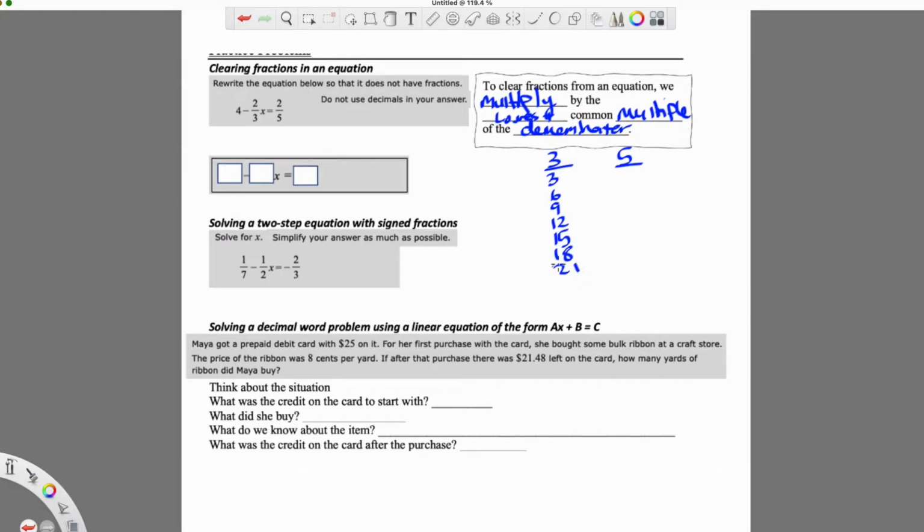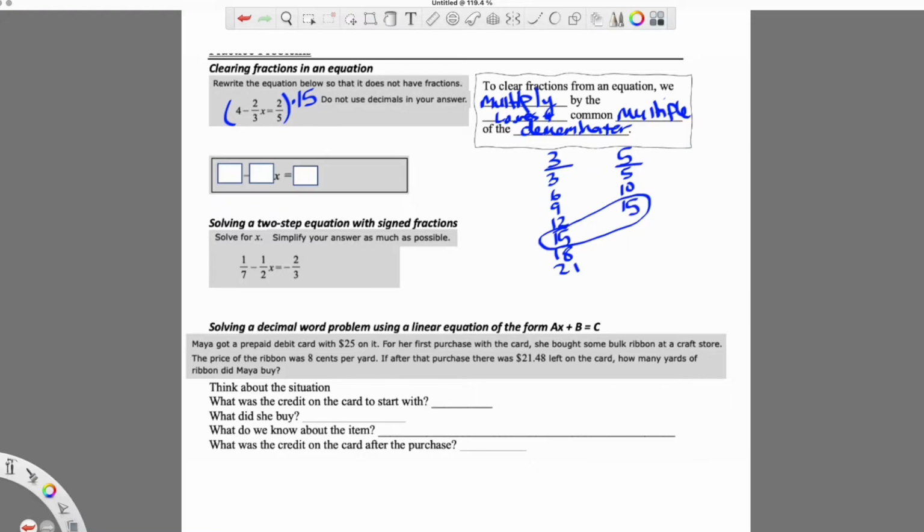For 5, we have 5, 10, 15. Oh, I have a match. As soon as I have a match, I can stop. I don't need to keep listing numbers. And if you by chance knew that already, perfect. You didn't necessarily have to list the multiples. This is just where I'm getting this number from. So I want to multiply everything by 15, because that's going to eliminate the fractions. I'll show you how that works.